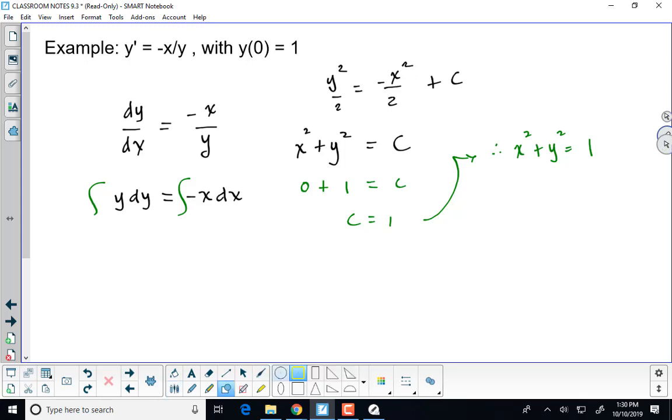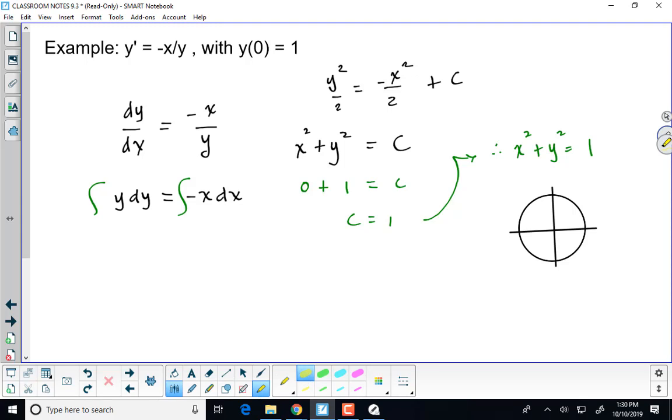So this tells us that our solution is a unit circle. This is a curve that's not a function. Our particular solution will be one of the two functions embedded within that circle, and we have to decide which part it is. Is it the top half or the bottom half? When x is 0, y is 1. So this is our solution right there.